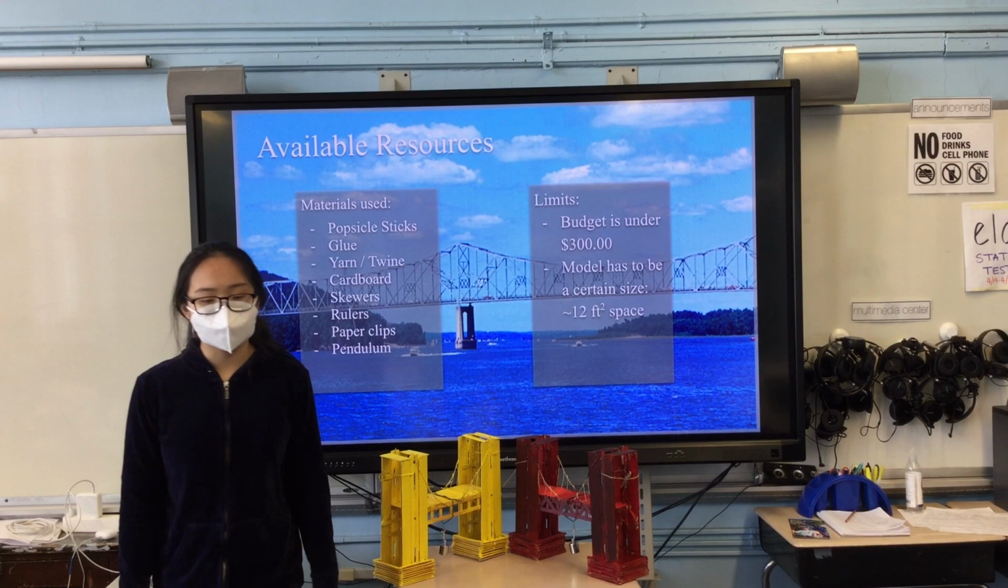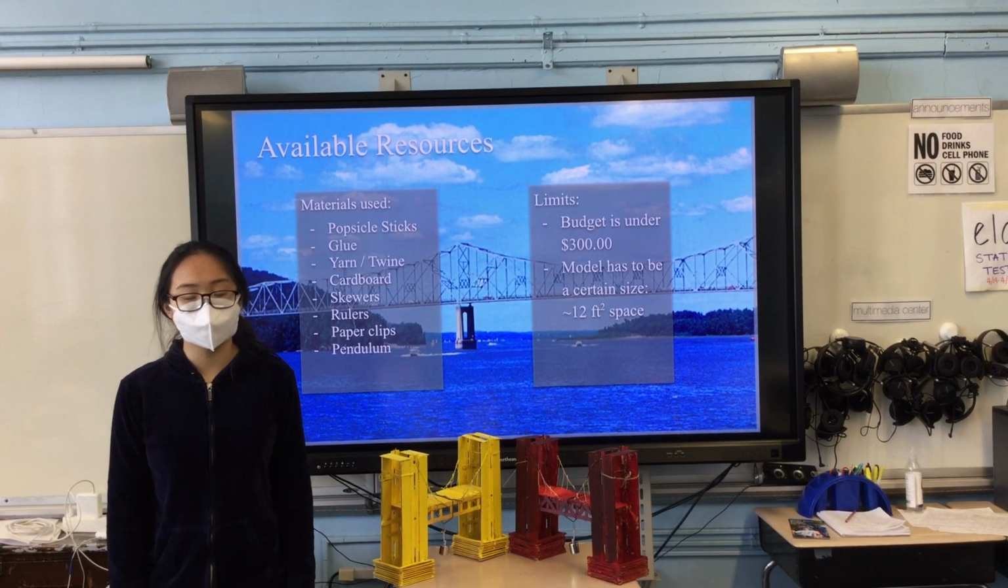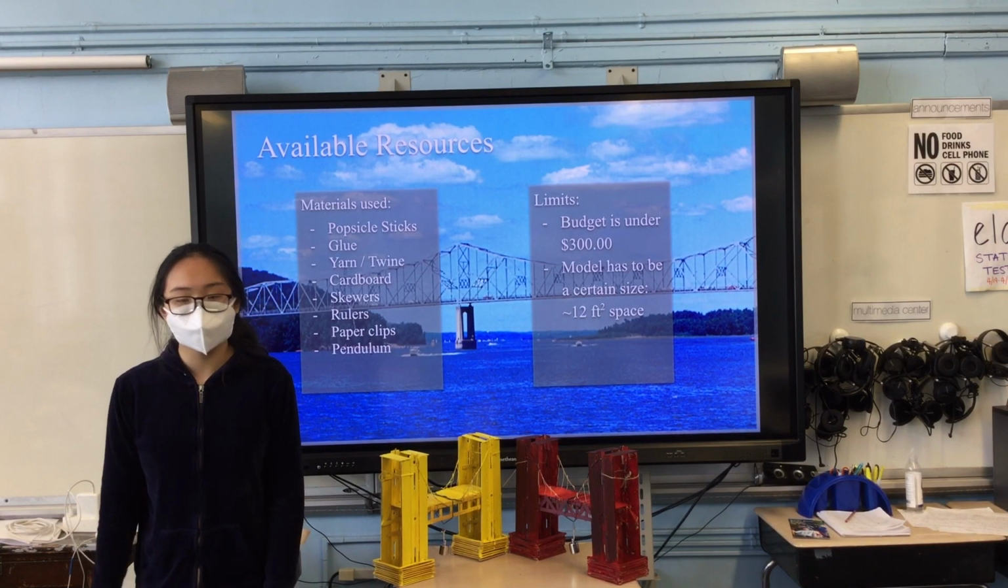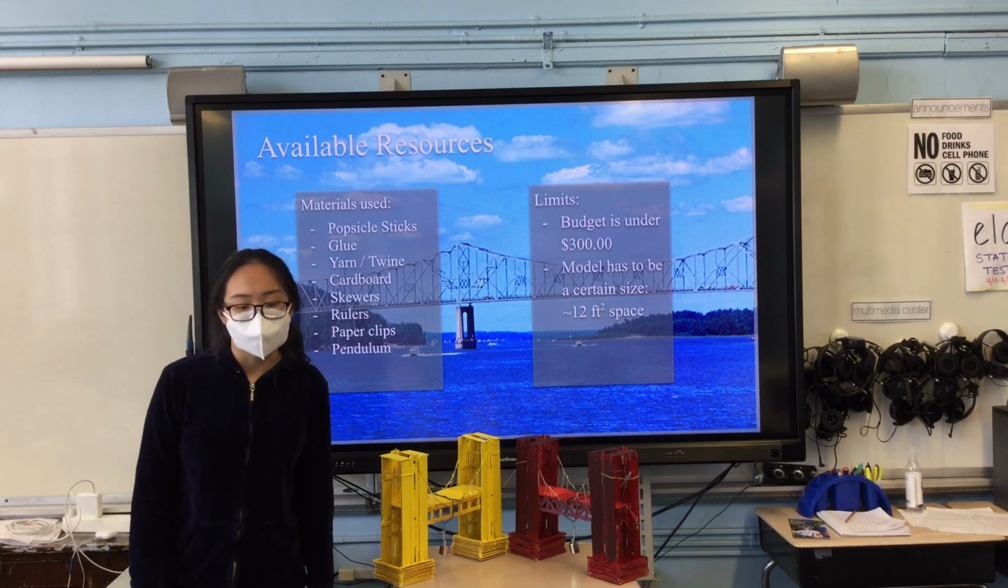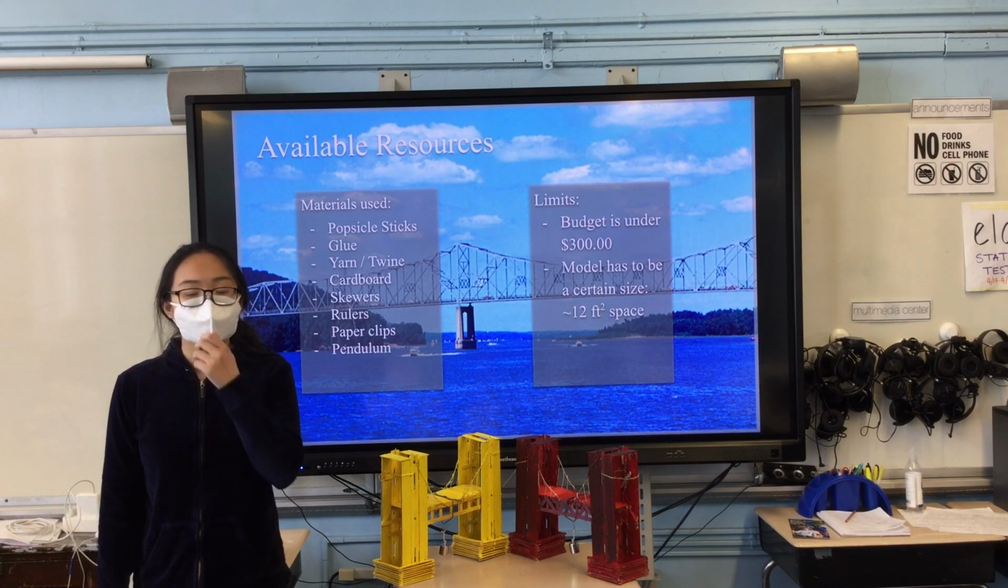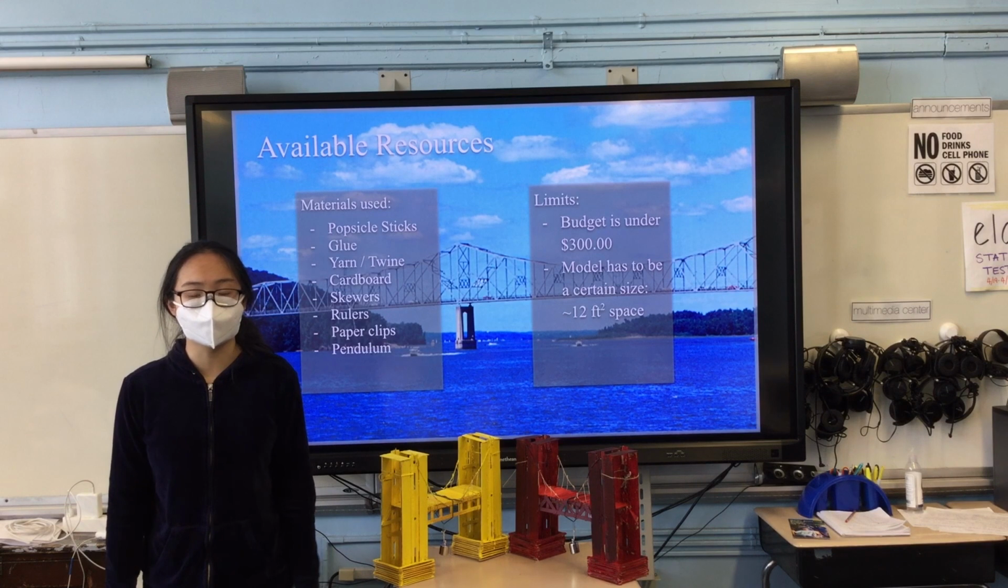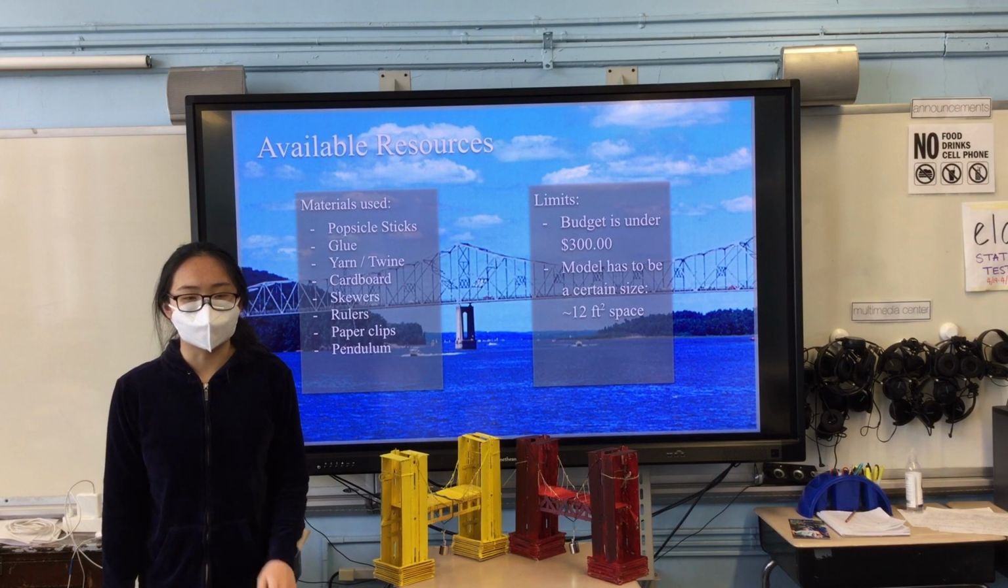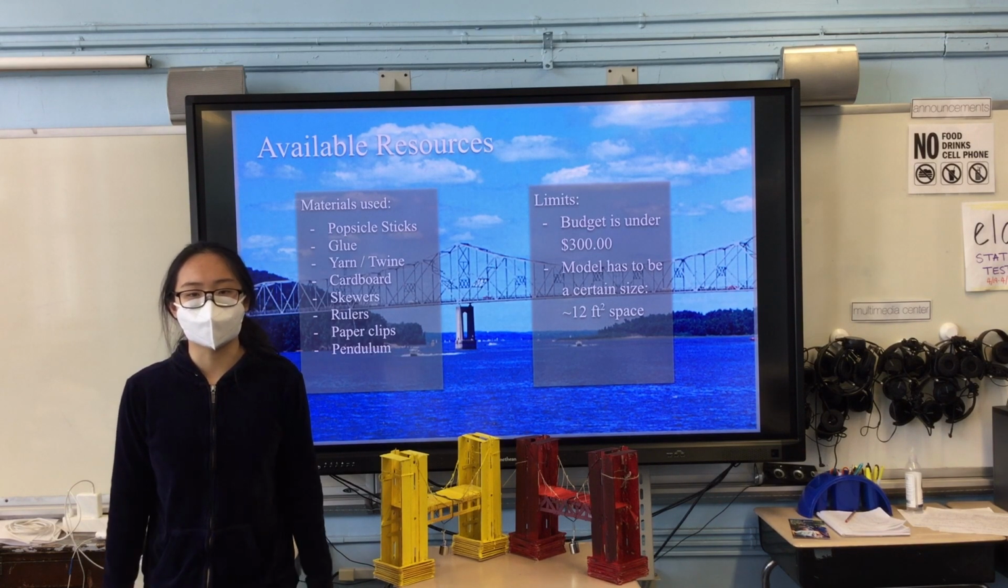So the available resources were popsicle sticks, glue, yarn/twine, cardboard, skewers, rulers, paper clips, and a pendulum. The limit had to be under $300 and also had to take up at most 12 square feet of space.